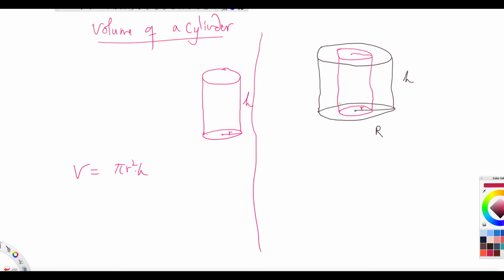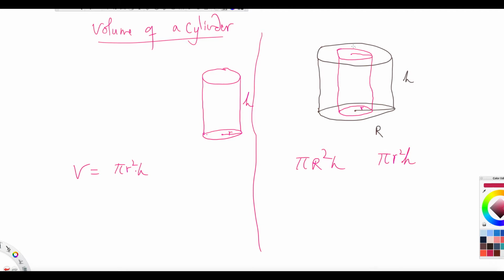Now suppose that both of the cylinders are empty inside. The volume of the bigger cylinder is pi R square h. Both of the cylinders have the same height. And the volume of the smaller cylinder is pi lowercase r square h. That is the volume of the smaller cylinder.